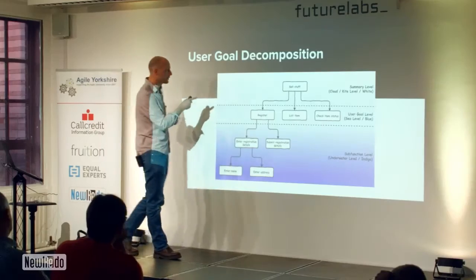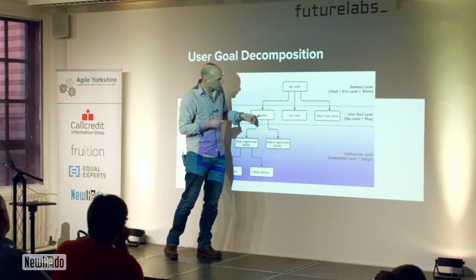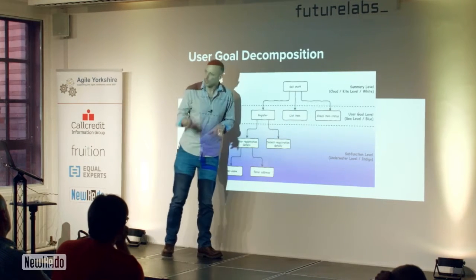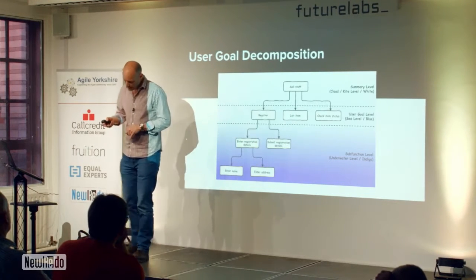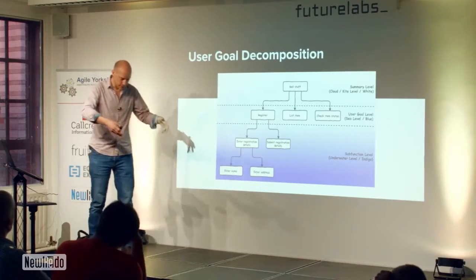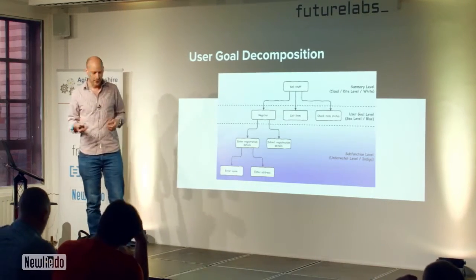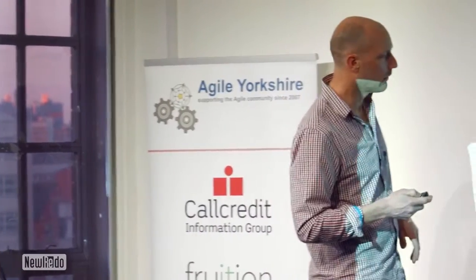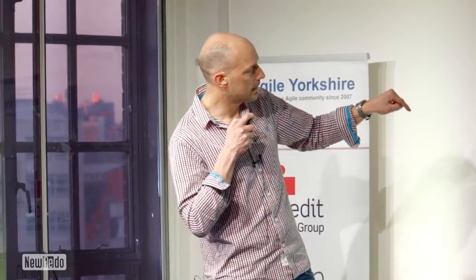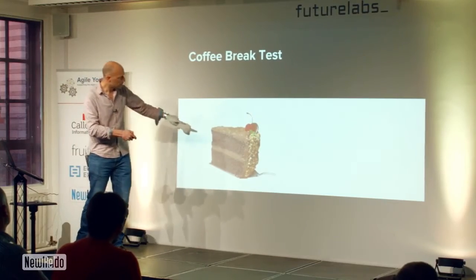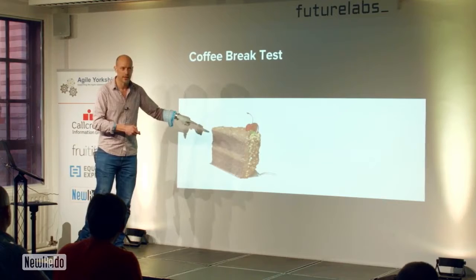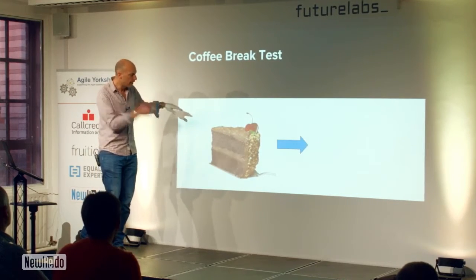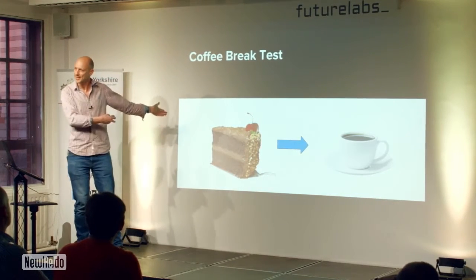Because what Cockburn says is that you can tell if you've got a user level goal story by using the coffee break test. You're in an office and you do 10 or 20 of these things an hour. Once I've done this thing, could I have a coffee break? If you can, then the story is at the user goal level. So the point of the coffee break test is that if you eat a piece of cake that's just the right size, i.e. user goal level, then you can have coffee and cake. See what I did there?